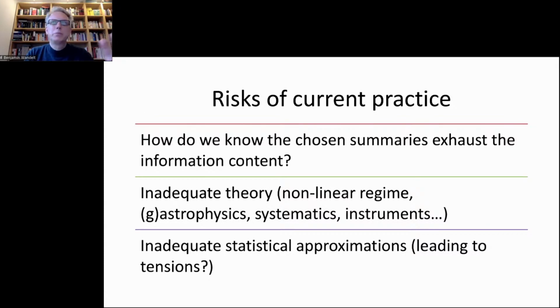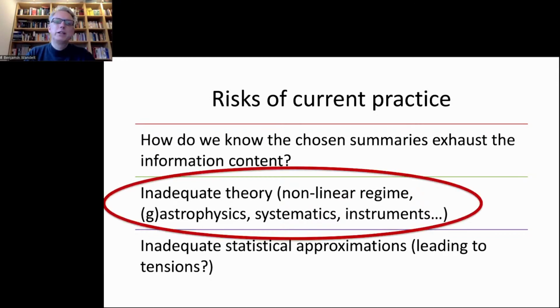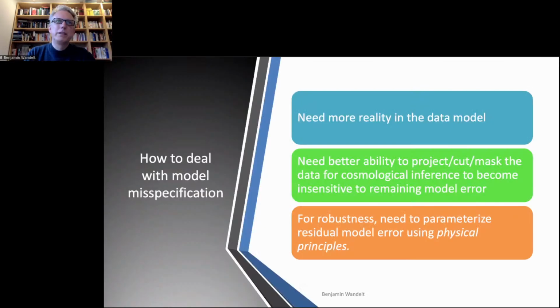All right, so we talked about how to go beyond summaries. That was the first bit that I was critiquing in the standard practice of doing cosmological data analysis. The next step is inadequate theory. How do we deal with the nonlinear physics and all kinds of systematics? And that's the theme of model misspecification. So we need more reality in the data model. That's one thing I will mention.